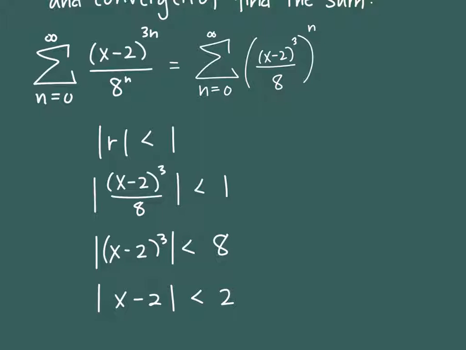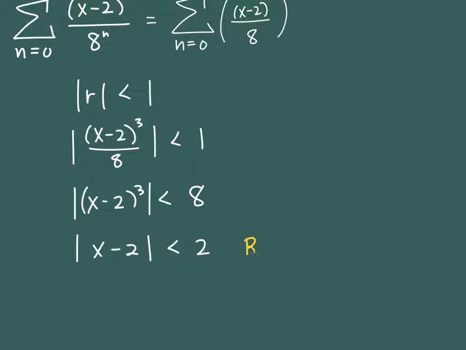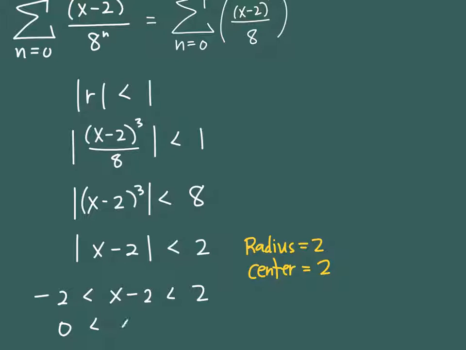So we can tell what our radius is, and we can tell what our center is. So radius 2, center also 2. Our interval will go from 0 to 4. So this thing will converge. It's geometric as long as x is between the values of 0 and 4.